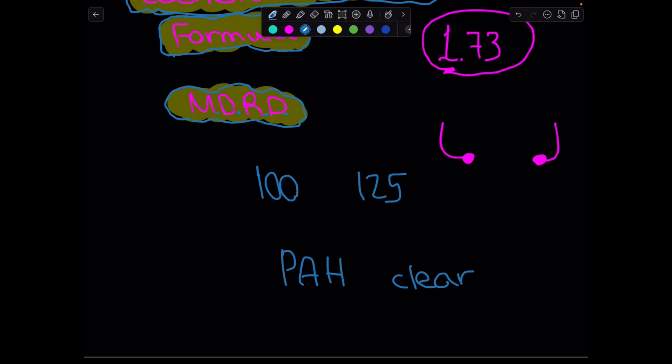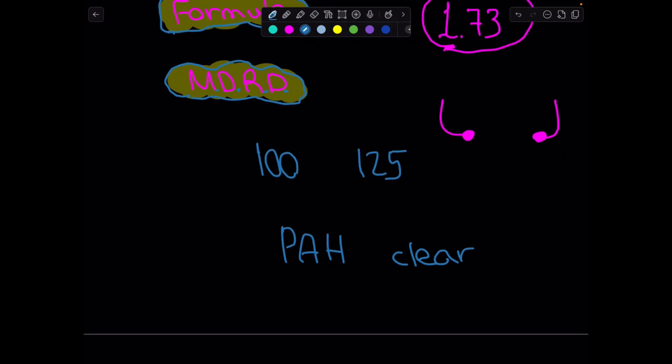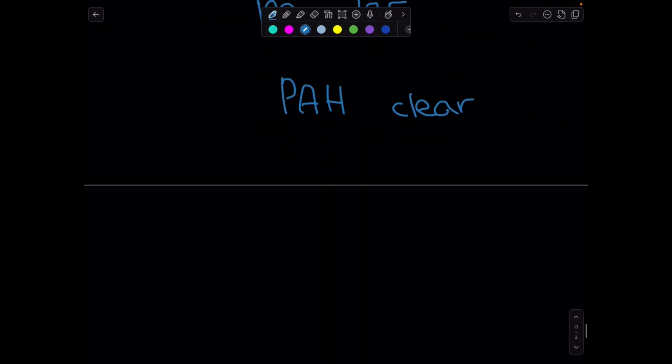PAH, para-aminohippuric acid clearance, measures renal plasma flow, around 600 to 700 mL/min, calculated as urine PAH concentration times urine flow rate divided by plasma PAH concentration, capturing both glomerular filtration and near-complete tubular secretion in the proximal tubule, making it much higher than GFR, 90 to 120 mL/min. It's used to estimate total kidney blood flow, not just filtration, but creatinine clearance is more common for routine kidney function. So what does PAH stand for?